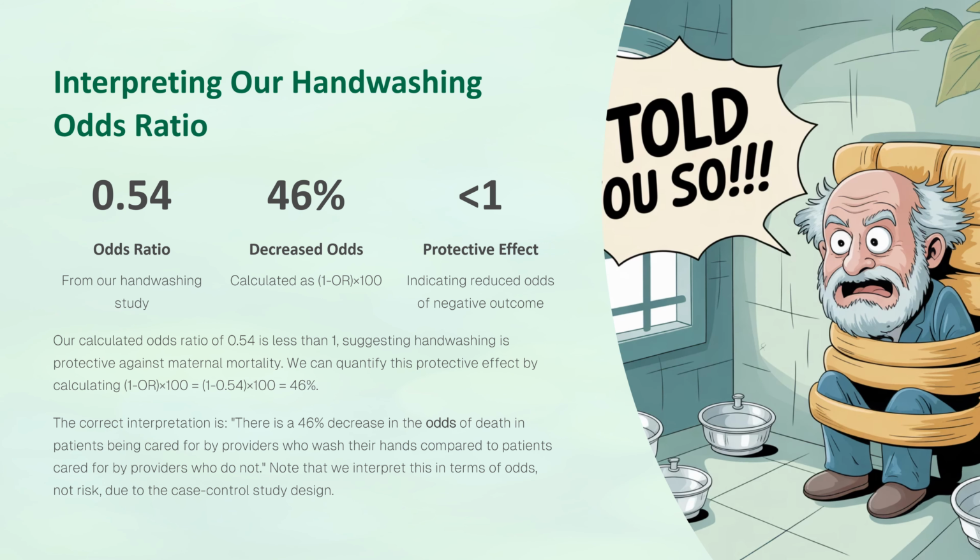Applying that to Dr. Semmelweis, the odds ratio is 0.54. So is that higher or lower than 1? It is lower than 1, suggesting a protective effect. And specifically, you can calculate the decreased odds as 1 minus odds ratio times 100 gives us a 46% decreased odds of having a maternal mortality when washing your hands. So the correct interpretation here is there's a 46% decrease in the odds of death in patients being cared for by providers who wash their hands compared to patients being cared for by providers who do not.